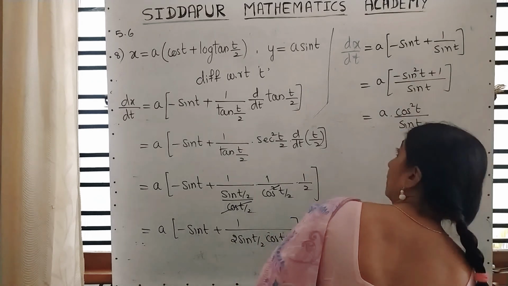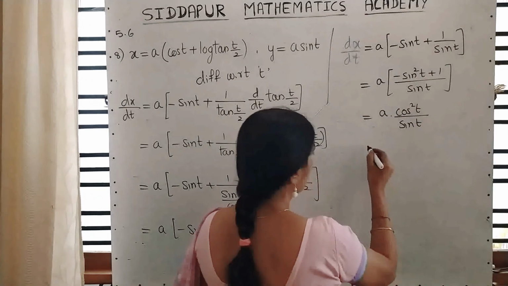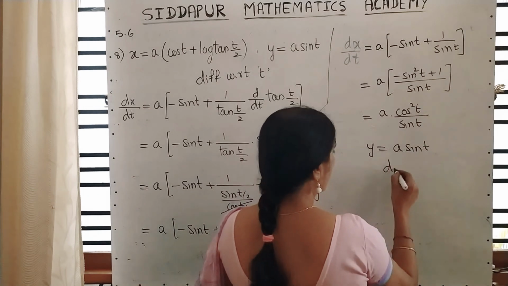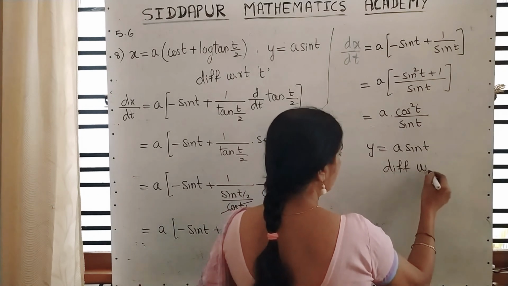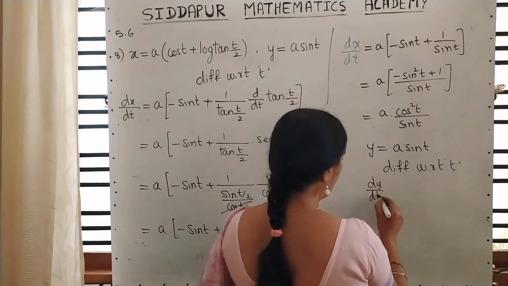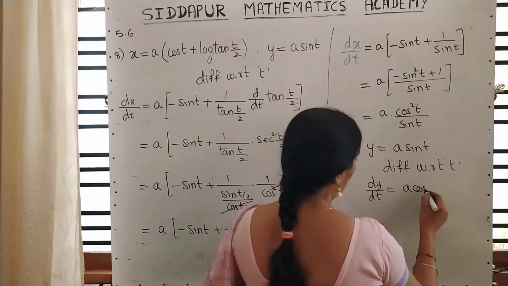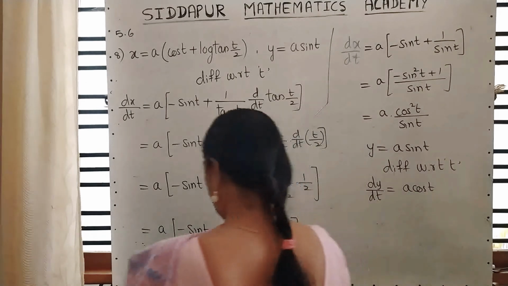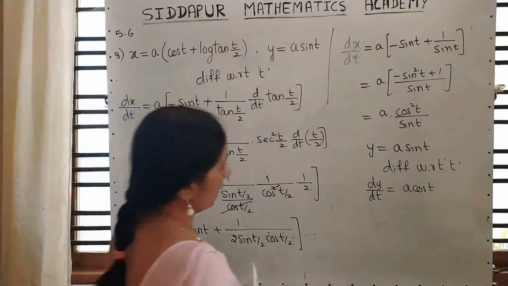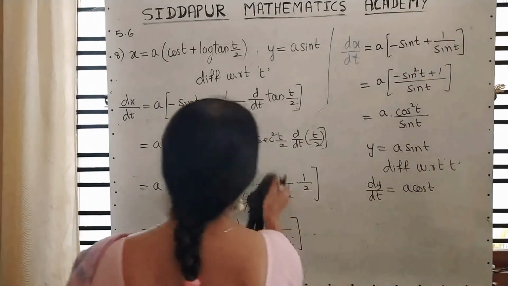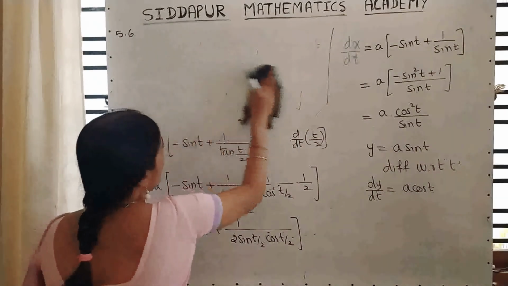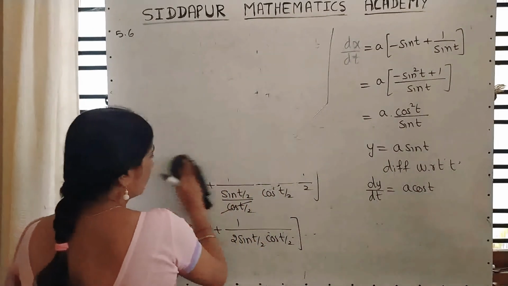Next, y. Consider y. y is equal to a sin t. Differentiating with respect to t, dy upon dt is equal to a cos t. Now dy upon dx.